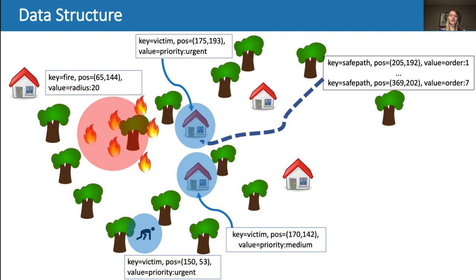At its most fundamental level, our data structure stores the data as tuples. Every tuple is identified by a key that corresponds to a data type and a position. In addition, every tuple has a custom payload that encodes type-specific data. So for instance, a fire could be encoded in a tuple with the key fire, and the value could be the radius of this fire. A victim could be included by a tuple with the key victim, and the value being the priority to rescue this victim.